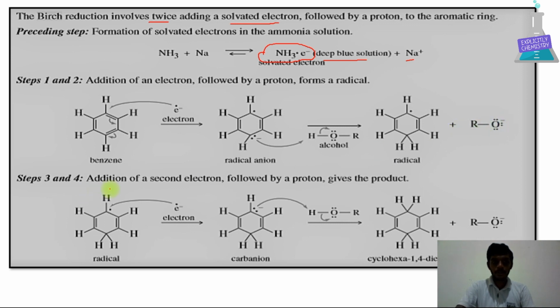In steps 3 and 4, the second electron is added. The electron comes in again, and with the two radical centers an anion is formed. This anion abstracts a proton, leaving RO minus behind, and cyclohexa-1,4-diene is formed. This is the mechanism of Birch reduction.